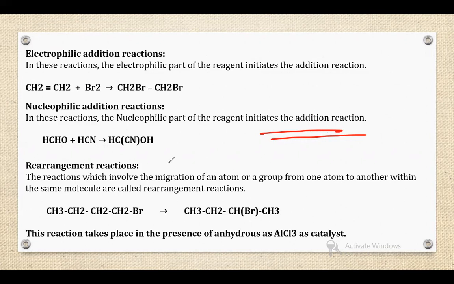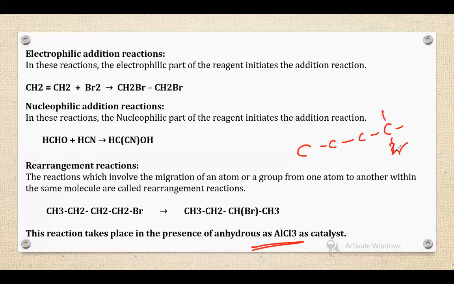Nucleophilic addition reaction. Rearrangement reaction involves migration of atoms. So here you can notice C2H5Br migration. This Br will shift here to form CH. One of the hydrogens will shift here and be replaced by Br. This takes place in presence of a catalyst, anhydrous aluminum fluoride as a catalyst. So here CH3, CH2, CH2, CH2Br, two hydrogens and one bromide. If this Br shifts here, then what happens? One hydrogen will shift here.